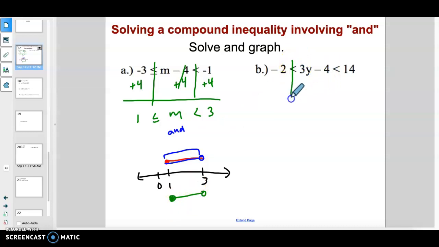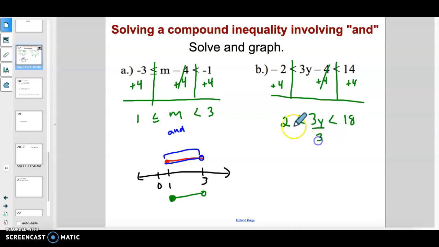Here, same idea, I'm going to split it up into 3 parts. Remember, we always start with what we're adding or subtracting, so we're going to have to move this minus 4. We're going to do the same thing to all 3 sections. So we've got 3y is greater than 2 and less than 18. Then we still have to get rid of this 3, so we're going to divide by 3 in all 3 sections. So we're left with 2/3 is less than y is less than 6. It's okay to get fractions. It doesn't mean you did something wrong. It just means we got a fraction.